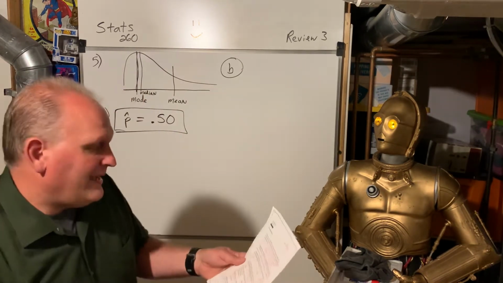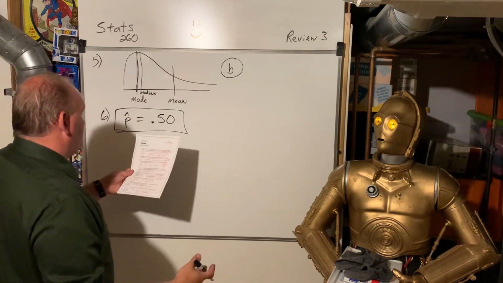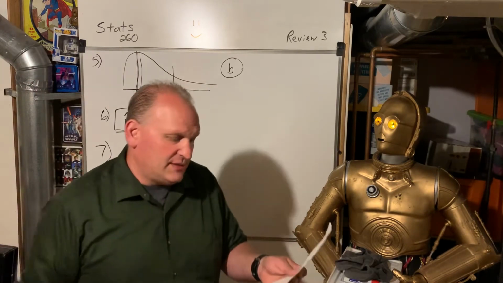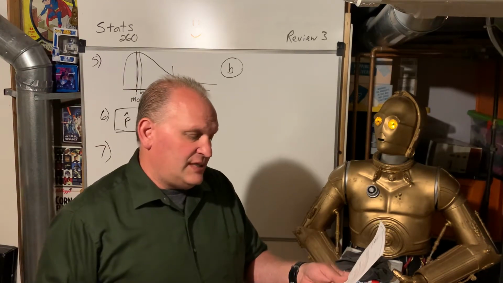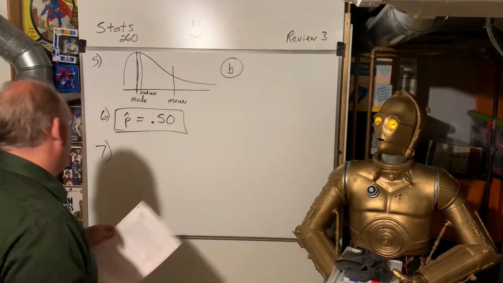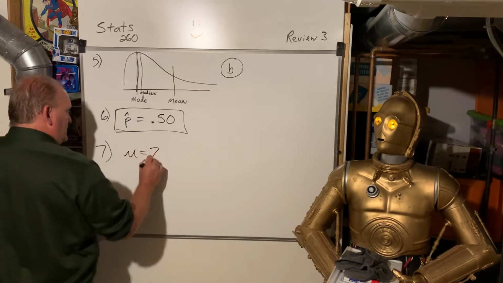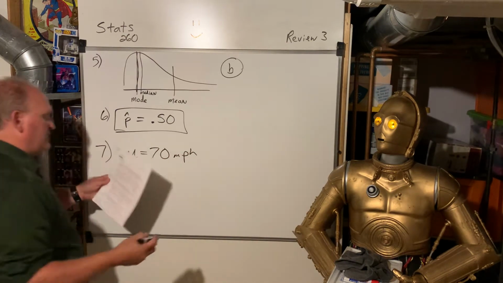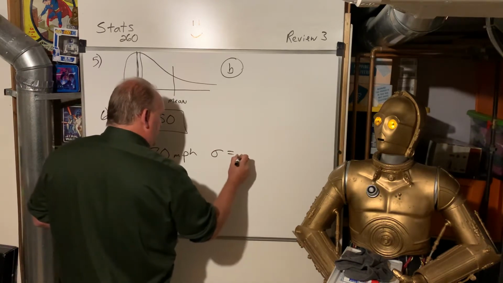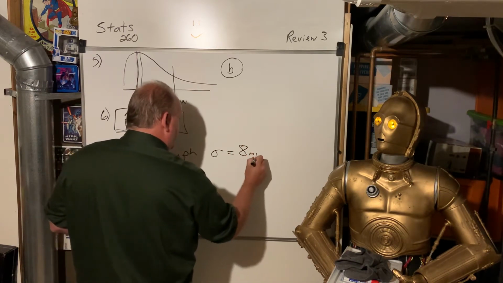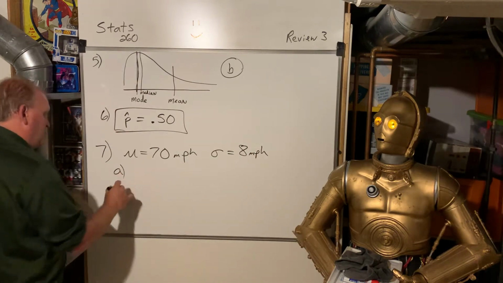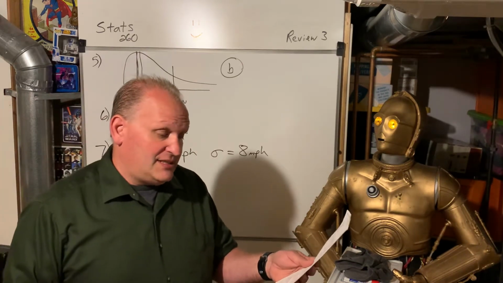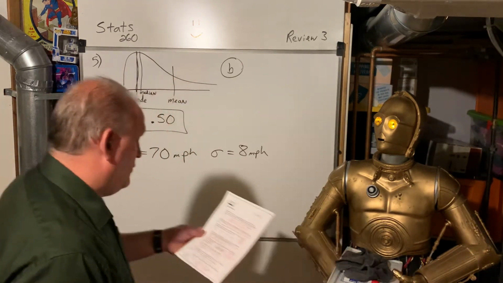All right, number 7. They want us to basically look at the principle that we talked about in number 1. Suppose the population mean top speed of cheetahs is 70 miles per hour. Standard deviation is 8 miles per hour. Again, population standard deviation. For part A, in the population, what if you had a slow cheetah? Its top speed was 62 miles per hour. What would be the z-score?